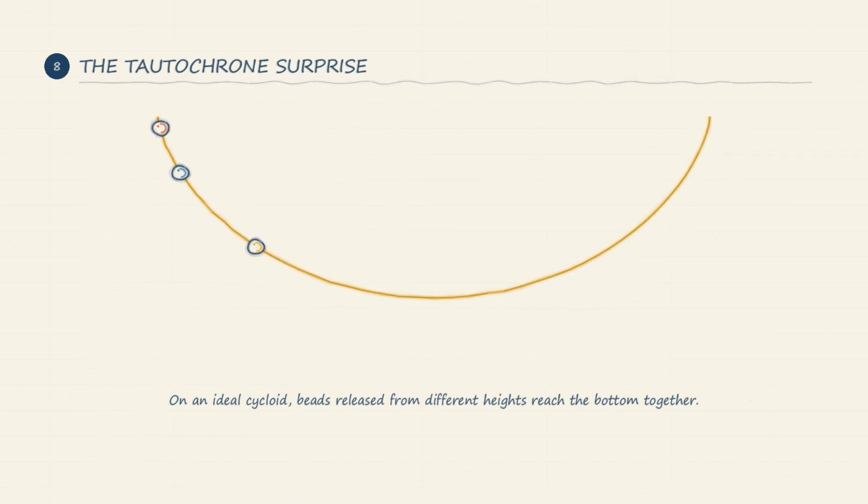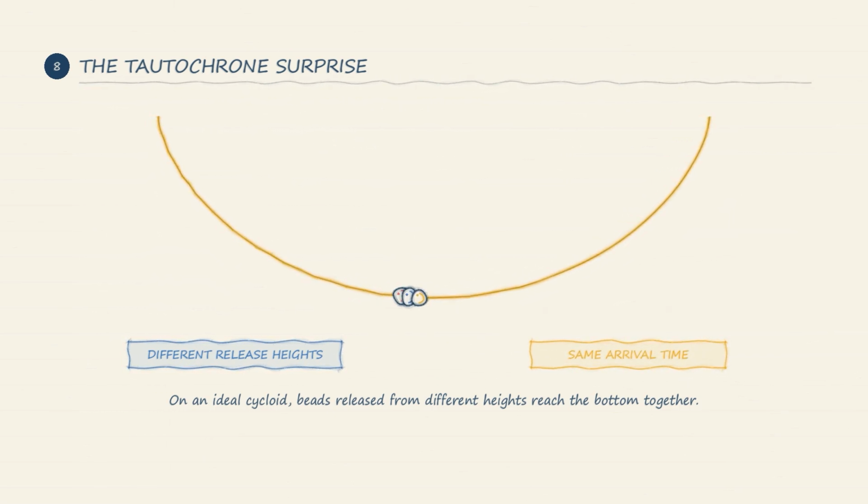The cycloid also has the tautochrone property. Beads released from different heights reach the bottom together. Different starting distances can still produce one arrival time.